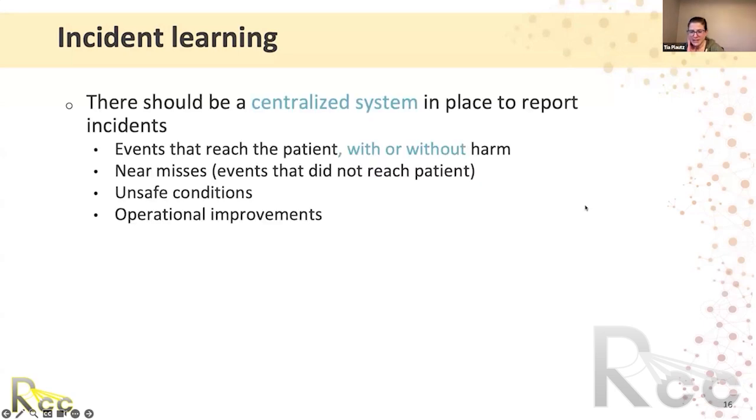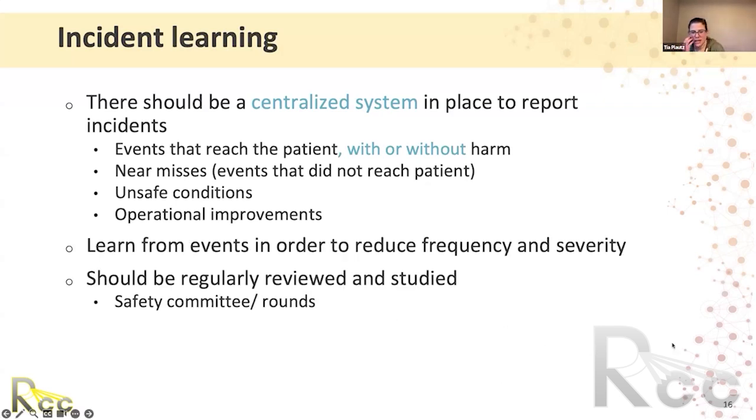Good incident learning practices utilize a centralized system to report all incidents. These might be reported as one of several categories, including events that reach the patient with or without harm, events that don't reach the patient, which are also called near misses, unsafe conditions in the clinic, or operational process improvements. These events should be reviewed regularly and studied, and what's learned from them should be disseminated to the rest of the team.